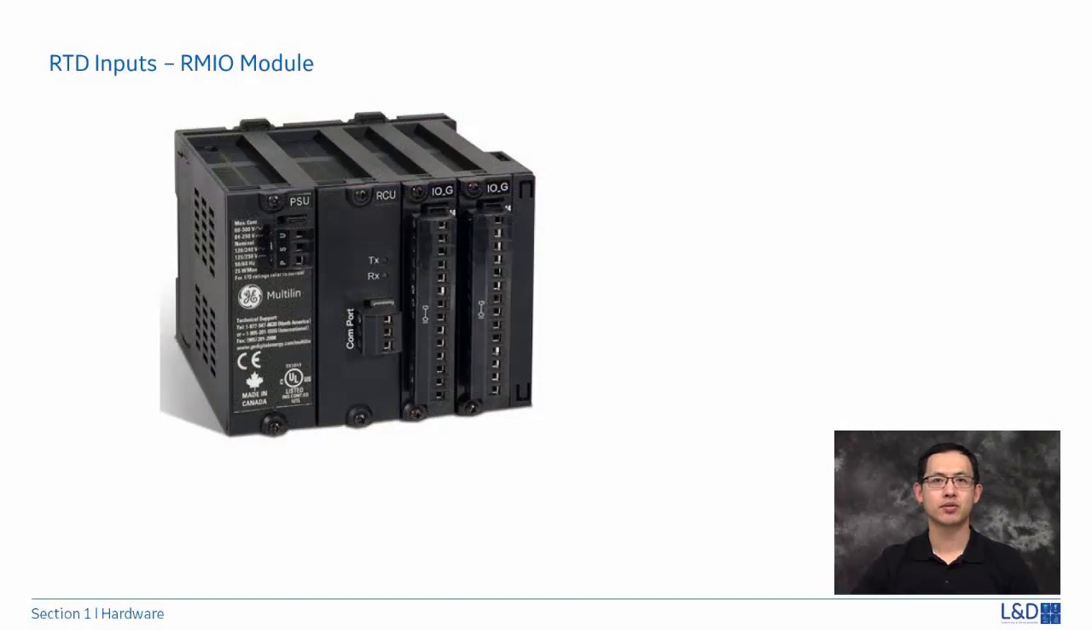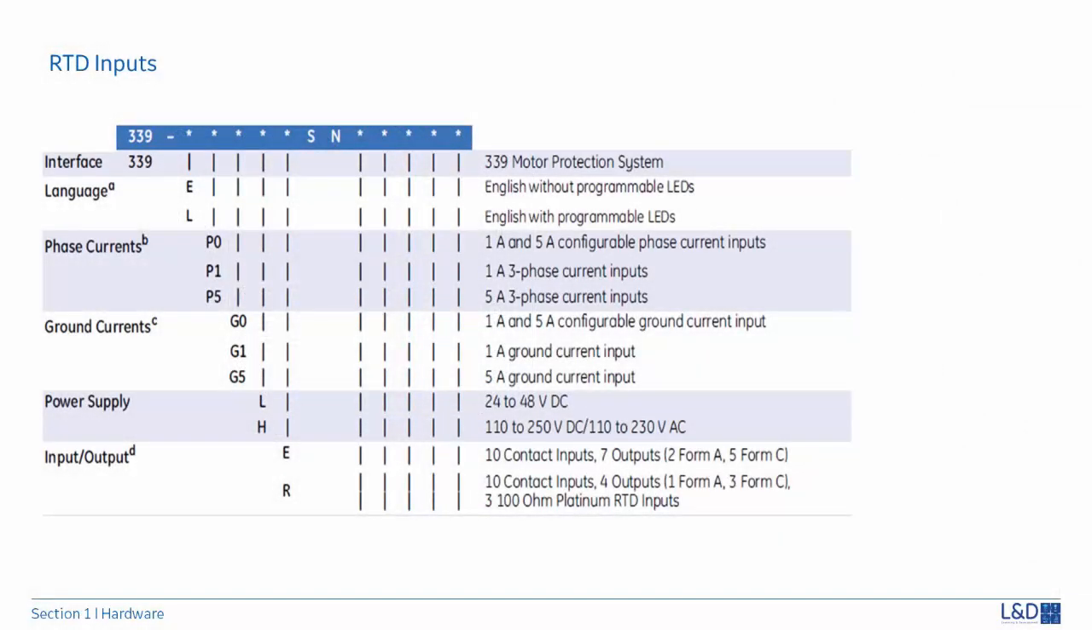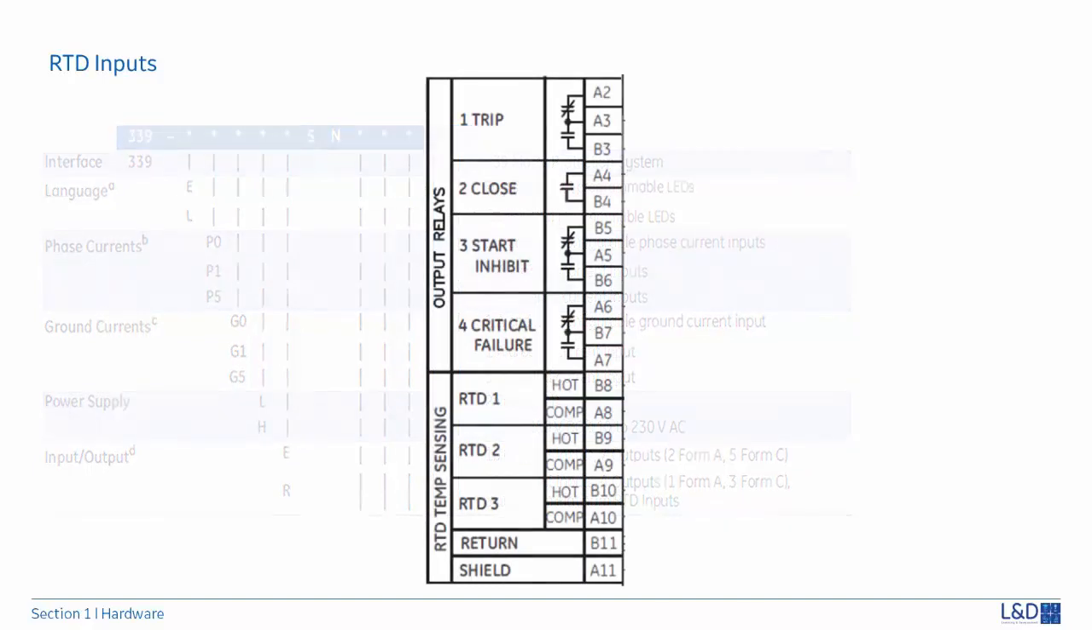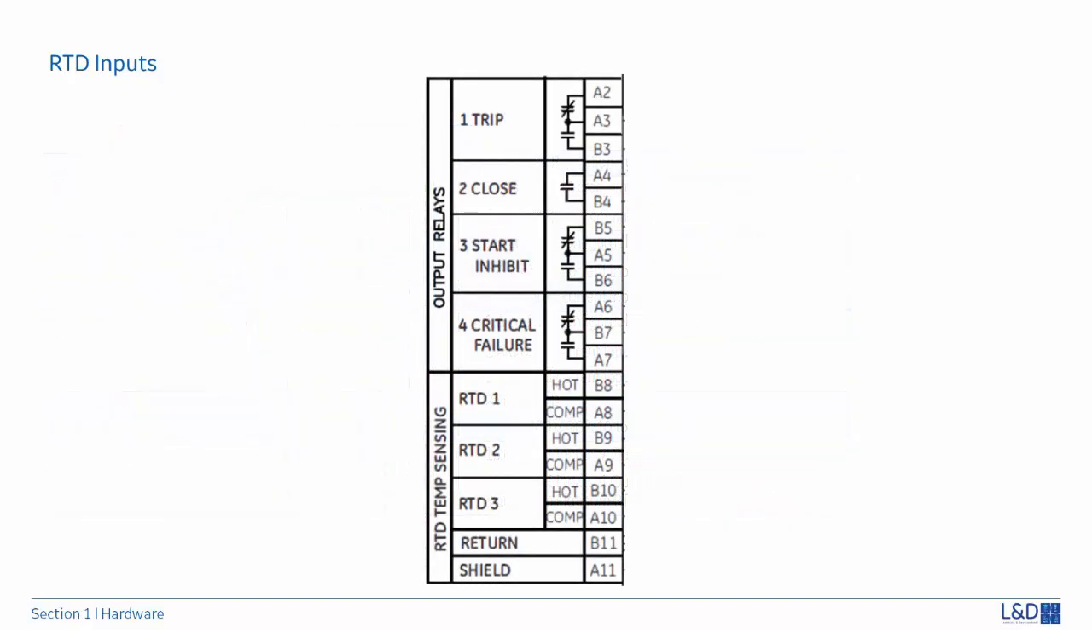339 relay has 2 methods of supporting RTD inputs. As an option, CAN bus-based RMIO modules can be installed on the 339, which can monitor up to 12 RTDs. Alternatively, input-output option R can be selected from the order code. This option provides 3 internal RTDs and 4 outputs, 1 form A and 3 form C. 339 relay does not support both internal RTDs and RMIO RTDs simultaneously.